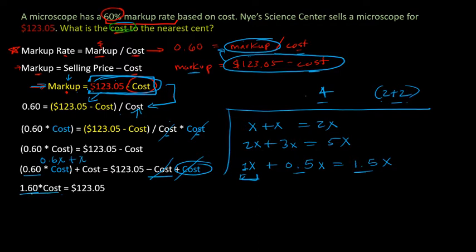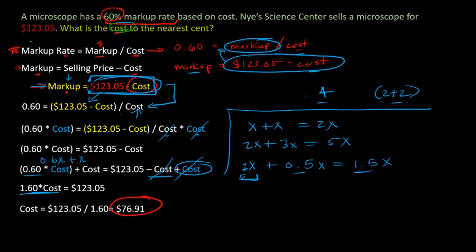So that's why I have 1.6 cost on the left-hand side equals 123.05. I divide that coefficient 1.6 on both sides of the equation, and I get cost equals $76.91. So again, we used substitution.